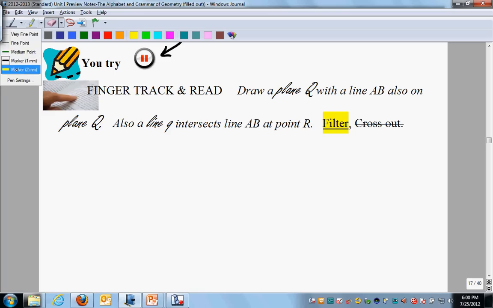Let's filter the key information. We have a plane Q. We have a line AB on plane Q. And we have a line q. Notice the repetition in the letters there. There's a trick to that. Intersects line AB at point R.